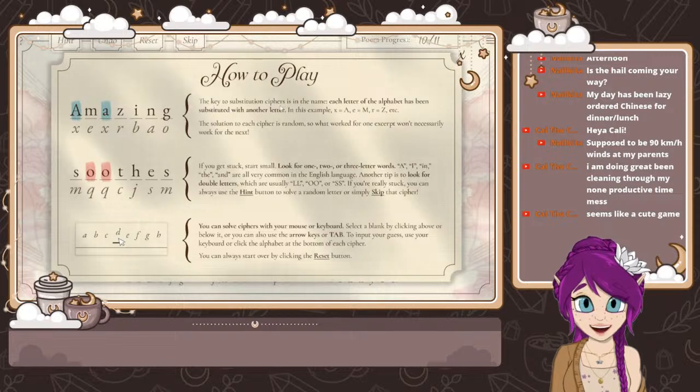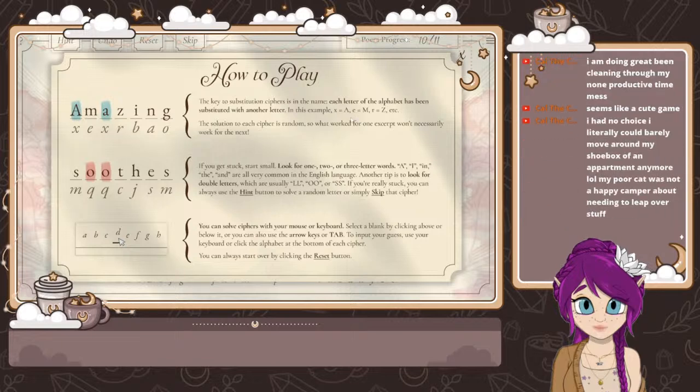The key to substituting ciphers is in the name. Each letter of the alphabet has been substituted with another letter. In this example, X equals A, E equals M, R equals Z.